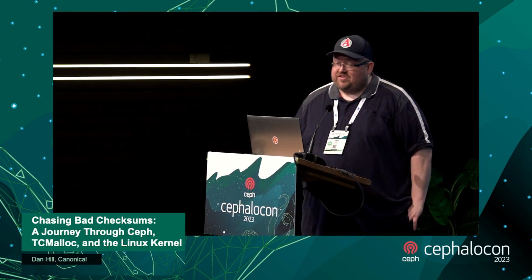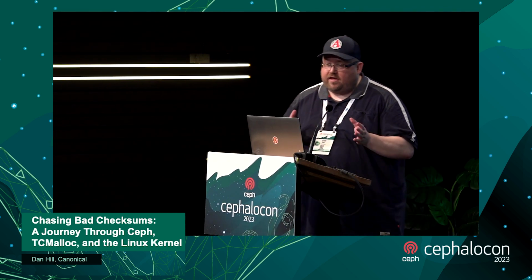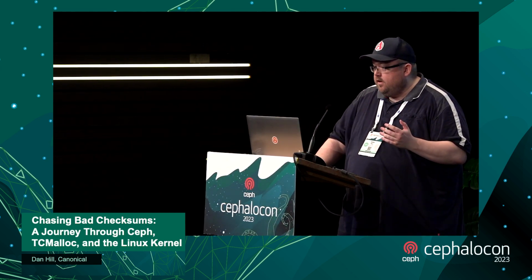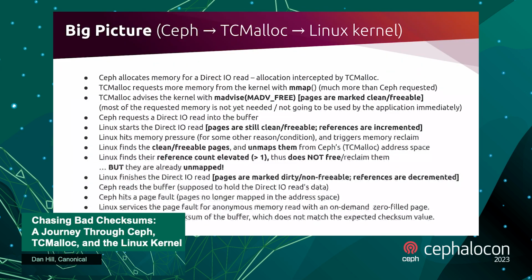So this is the big picture. It's a very dense slide, but I kept it in here just to walk through the whole process. Ceph is trying to allocate memory for a direct IO read. The allocation gets interrupted by TCMalloc. TCMalloc requests more memory than it initially needs, and it tries to be friendly with that memory by marking it as madvise free, saying the system can reclaim this because I don't necessarily need it immediately.